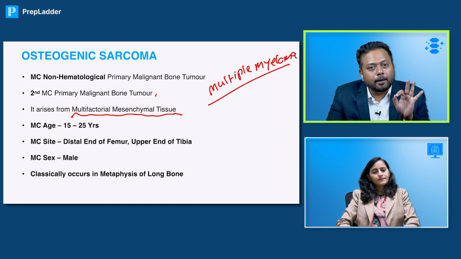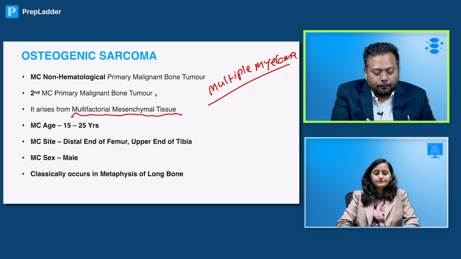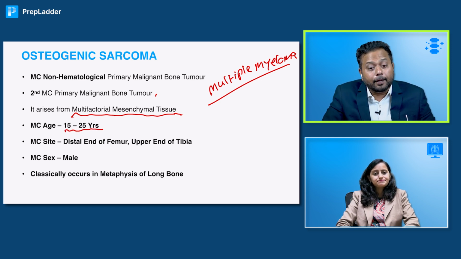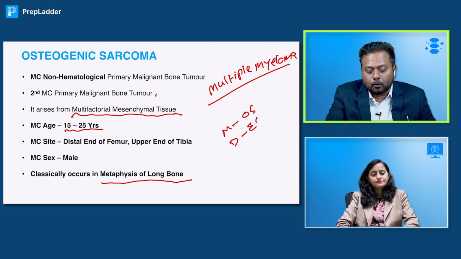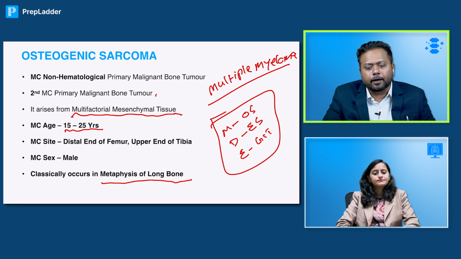These 4 points we should not forget in malignant bone tumors. The most common age group of osteogenic sarcoma is 5 to 25 years. Very important repeat question. The most common site is the distal end of femur. The second most common site is the proximal tibia, that's around the knee joint. The most commonly affected sex is male. Classically, it happens in the metaphysis of long bones. So, a metaphyseal lesion means osteogenic sarcoma. A diaphyseal lesion means Ewing sarcoma. And an epiphyseal lesion should be giant cell tumor. Again, gold standard points, however many times we read this, it is worth reading.